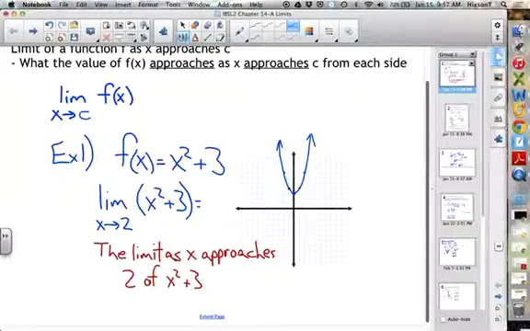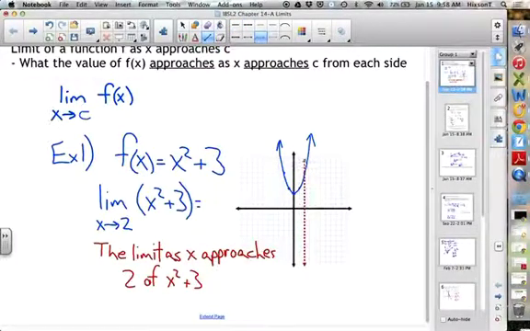So what are we looking for? We're looking for the limit as x approaches 2. All right, so here's x equals 2 right here. So what we want to look at is our function on both sides approaching this value where x is 2. Okay? And as we come from the left here, the value of our function approaches 7. As we come from the right, the value of our function is decreasing, but it's also approaching 7. So in this case, our limit would equal 7.